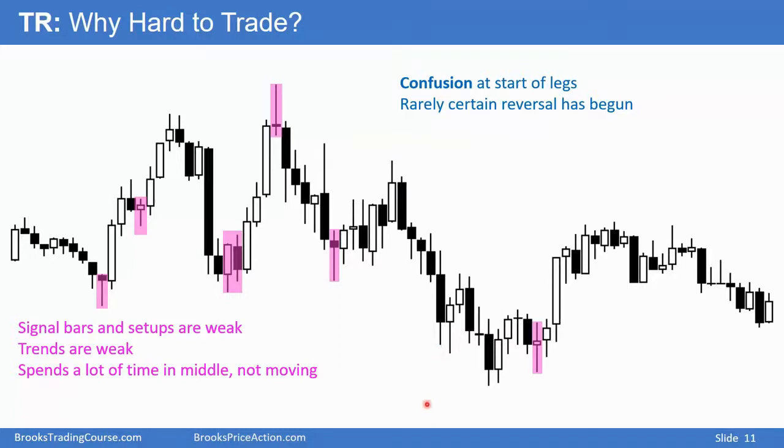Also, trading ranges tend to spend a lot of time in the middle. Here, we're spending a lot of bars in the middle of this range. We get a breakout to a new low, and then this whole thing becomes a bigger range. And then look at this, we're spending a lot of time in the middle third.